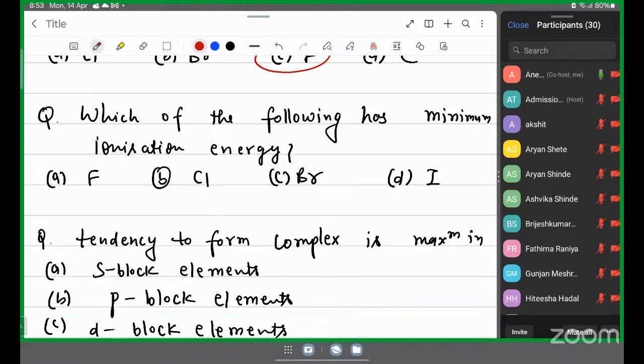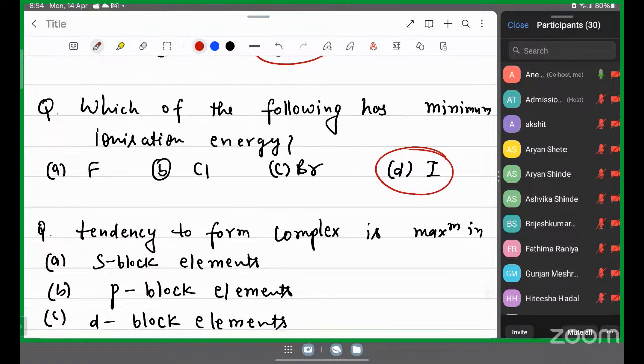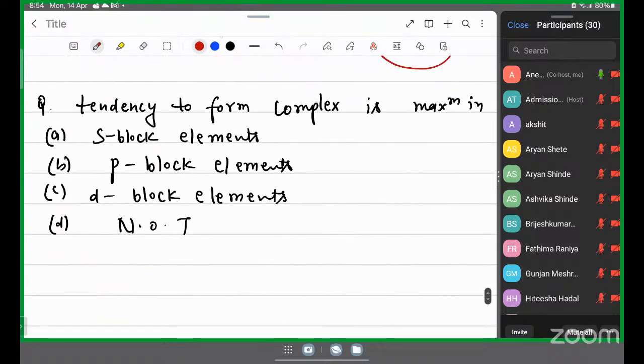So if we go left to right, ionization energy increases and top to bottom it decreases. So it will be minimum for the bottommost element. And in F Cl Br I, I is the bottommost. So this will be minimum for I. Tendency to form complex compounds or coordination compounds. Complex compounds are formed by D and F both. So in this case, we have understood.